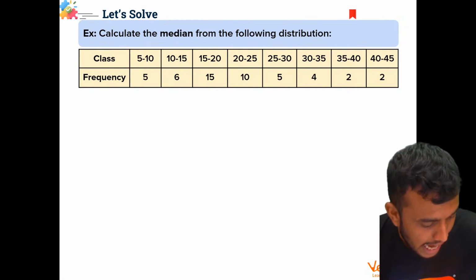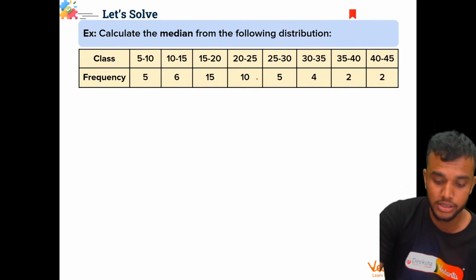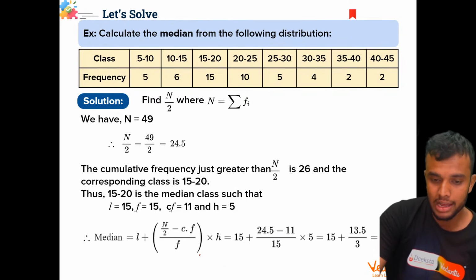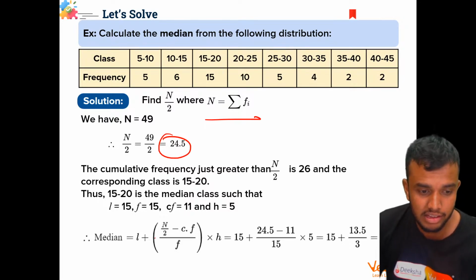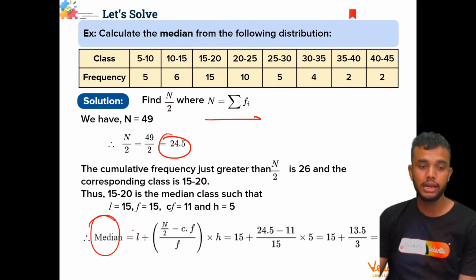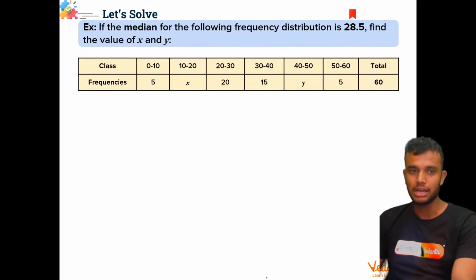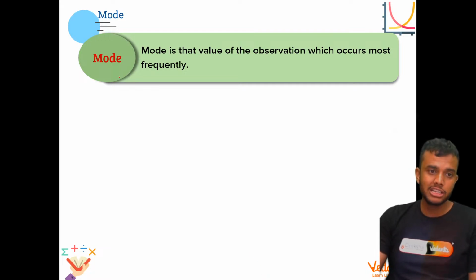Yes, next let us calculate the median here. We need to find the median from the following distribution. This is a distribution. First, we need to find the cumulative frequency here. N is odd. Then the summation of fi, this one. Then how to find the median formula? Median is equal to l, where the corresponding l value is 15. Then substitute this and you get the answer. Very simple, same method.